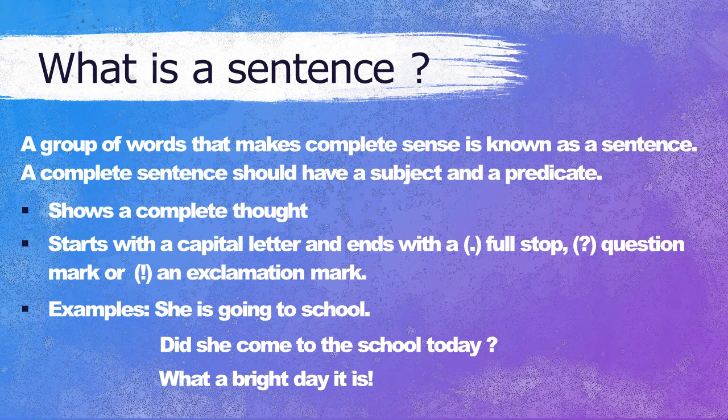In the first case, "She is going to school," it starts with a capital letter and ends with a full stop. The second one is a question. It starts with a capital letter and ends with a question mark. And the third sentence, "What a bright day it is." W starts with a capital letter and it ends with an exclamation mark. It is an example of an exclamatory sentence.